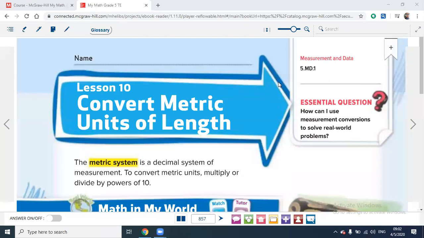I unmute all of you already. Okay, my dear students, prepare yourself. Open your book at page number 857, chapter 11, lesson number 10. Convert metric units of length. Our lesson for today is convert metric units of length.